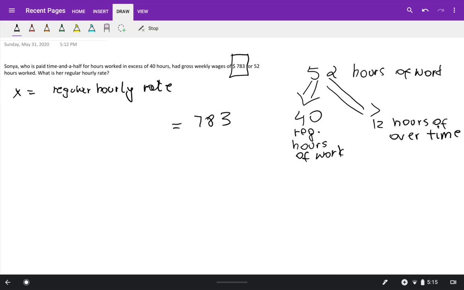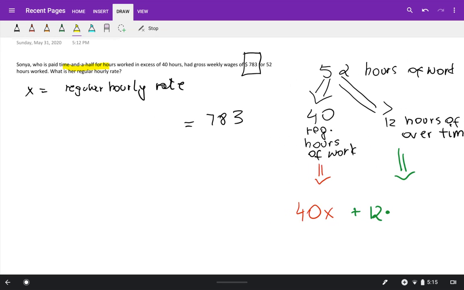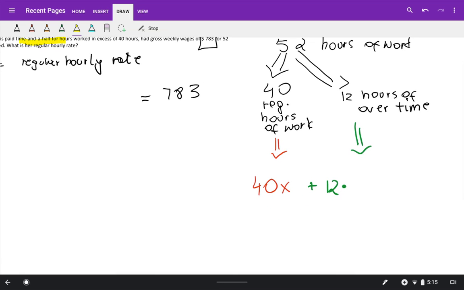So we work 52 hours. So this is how they're going to pay you. For 40 hours of work, they pay me my regular pay rate, which is, I don't know yet, so it's X. Now, for my 12 hours of overtime, they're going to pay her time and a half of her regular rate. So that 12, we're going to multiply by time and a half of how much I make per hour, which we don't know yet. That will be X. Okay. So that's going to be our equation.